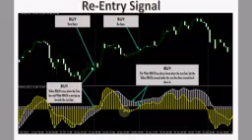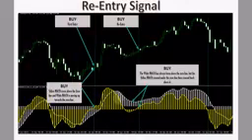The next one is the re-entry signal. As the name suggests, it is when a trend is already going on and you want to enter the trend. So this is a buy position from the former trend entry. So the trend is ongoing and then you want to enter.